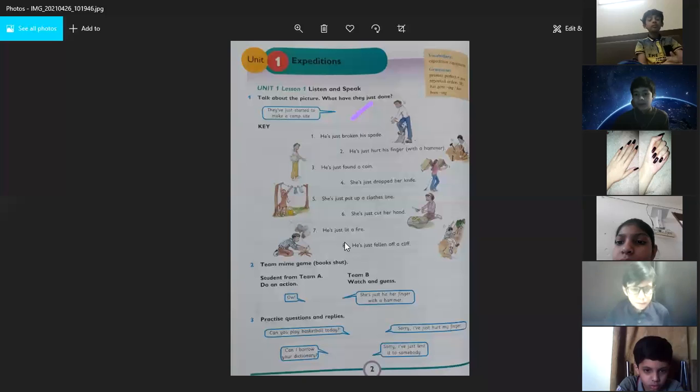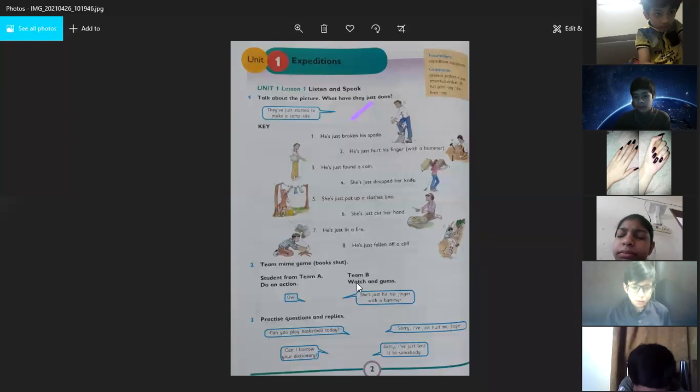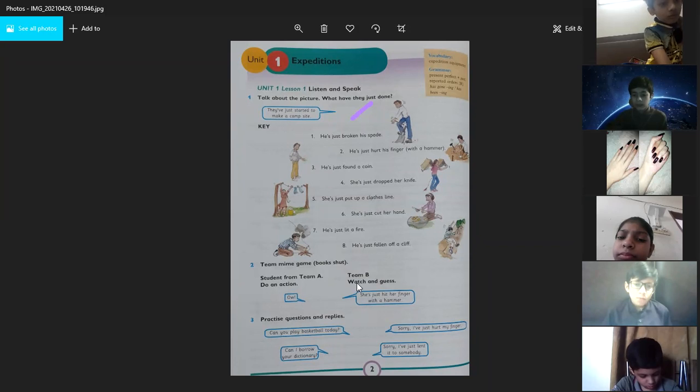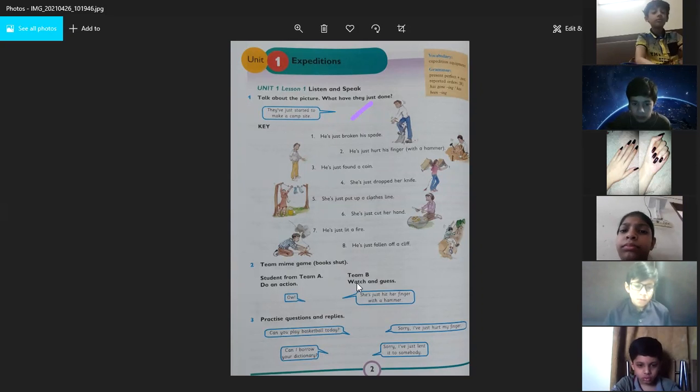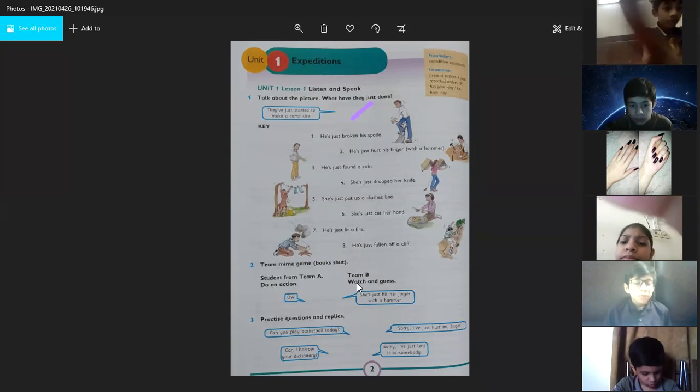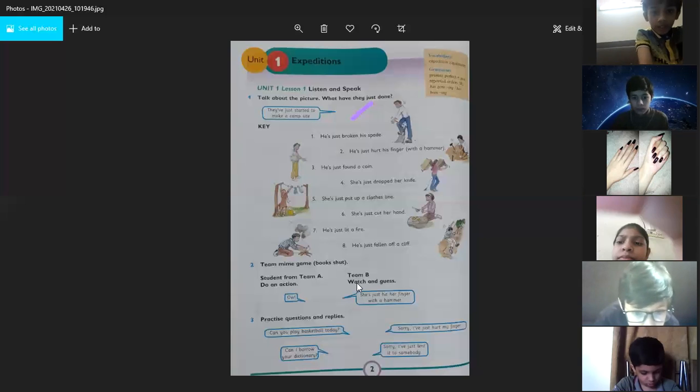Now, if we were in school, we would have made two teams, students from team A and students from team B. So we would have done this practice that some of you have done, of asking the questions and then replying to them. For example, look at these practice questions and replies. Can you play basketball today? So what is he answering in the next dialogue? Sorry, I have just hurt my finger.